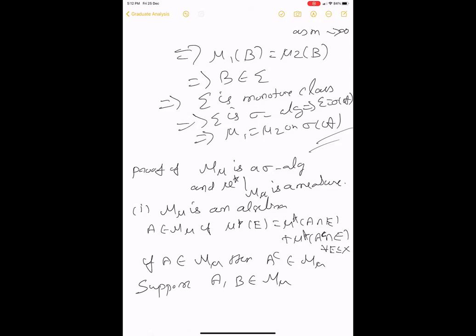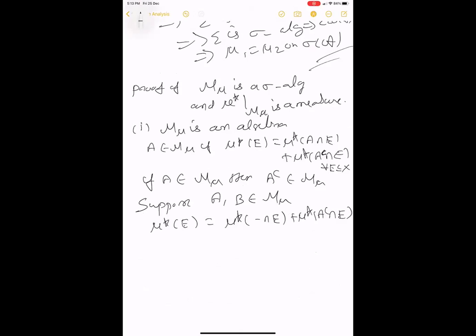So directly we will try this. What do we want to prove? We want to prove that mu star E is greater than or equal to that. So mu star E, what do we have? Mu star E equals mu star of A intersection E plus mu star of A complement intersection E. In the place of A, we want to get A union B, and in place of A complement, we want A complement intersection B complement, by De Morgan's law. Whatever the statement where we have A, we want to replace it with A union B. So this is true.